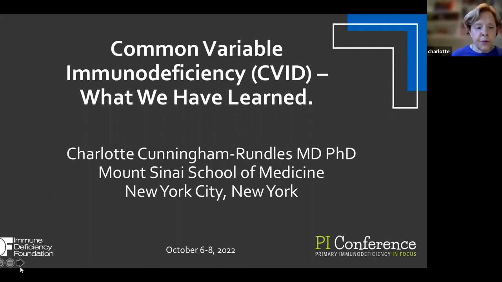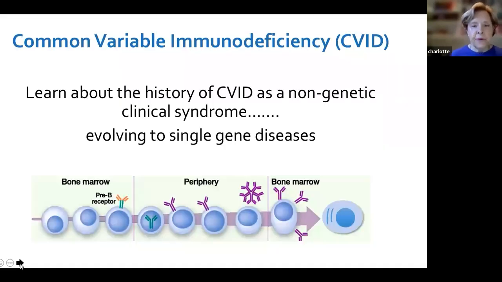If we're going to talk about this, first of all, we have to sort of say, where are we going? And this is the long title that I would like to use, which is, this is the history of CVID as a non-genetic clinical syndrome, which is where it began some time ago. And then at the moment, we believe that it seems to be evolving to sort of single cell diseases that are put into this category, really because now we understand a little bit more about why those B cells don't ever mature into good, well-performing plasma cells.